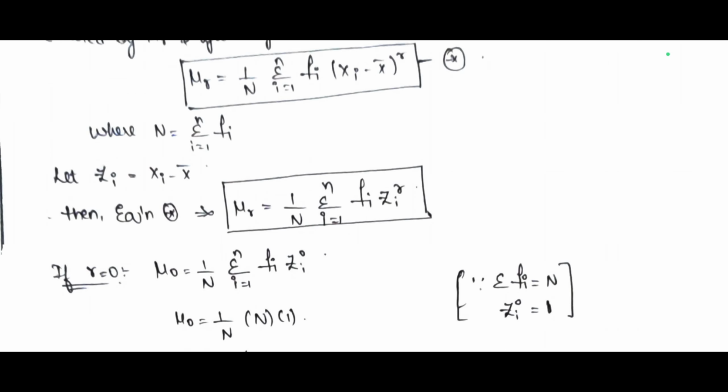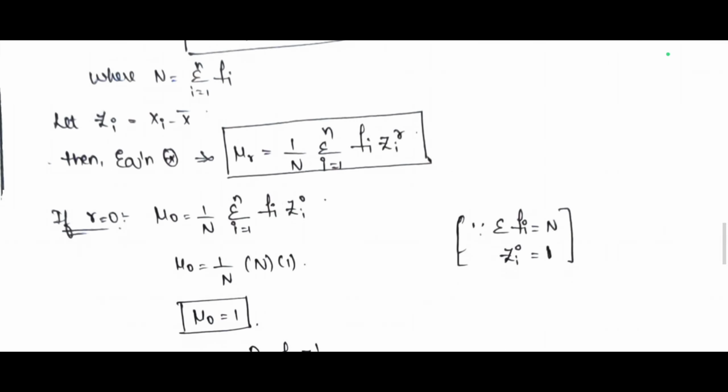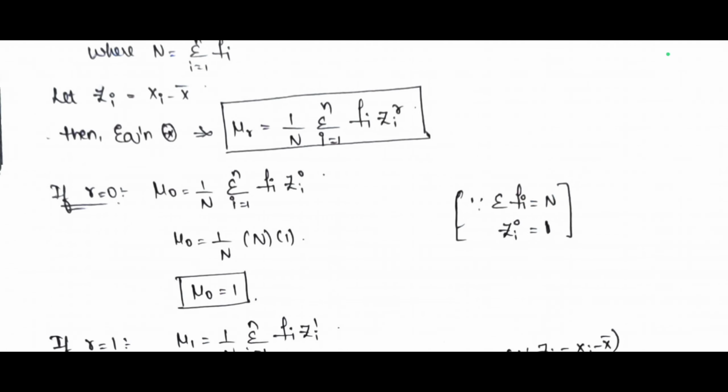Coming to r equals 0: mu naught equals 1 divided by capital N summation fi into zi to the power of 0. Anything to the power of 0 becomes 1. So summation of fi is equal to N. N gets cancelled. So mu naught is equal to 1.